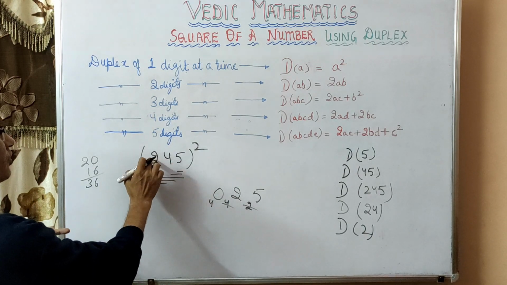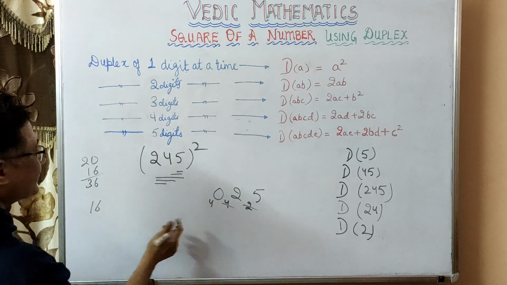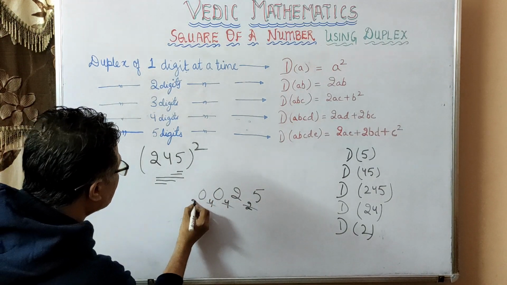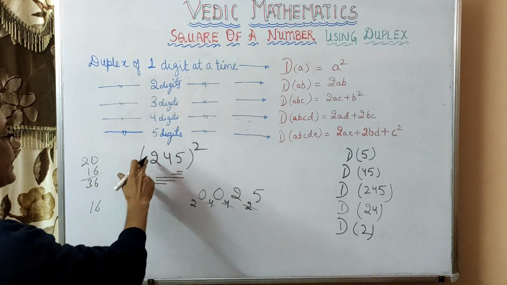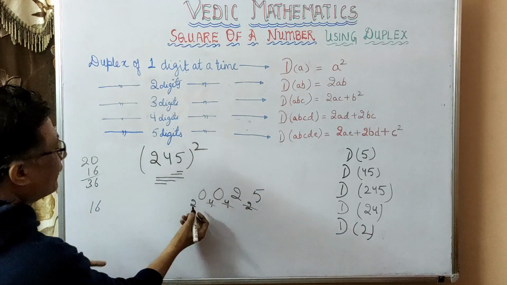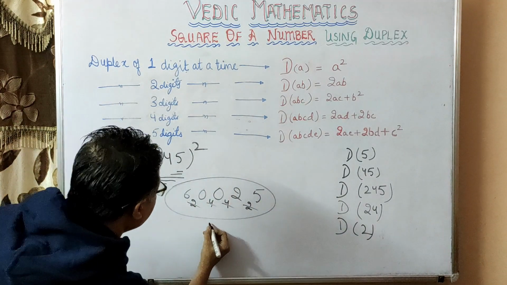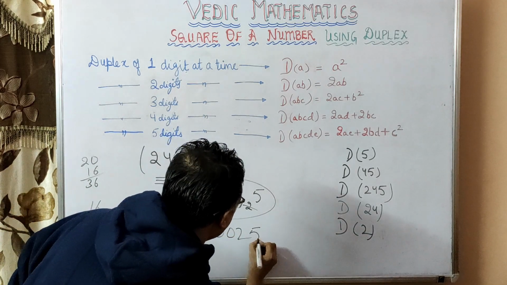4 2s are 8. Double, cross multiply them. 4 2s are 8. Double them, 16. So 16 is there. 4 is here. Added, 20. So 2 carried forward. Now only 2 is here. 2 square is what? 4. Add this to 6. This is our answer: 60025.